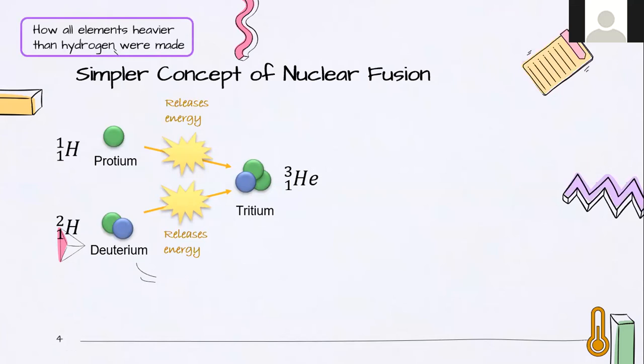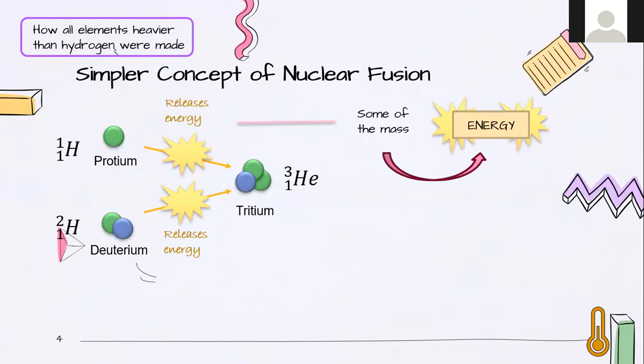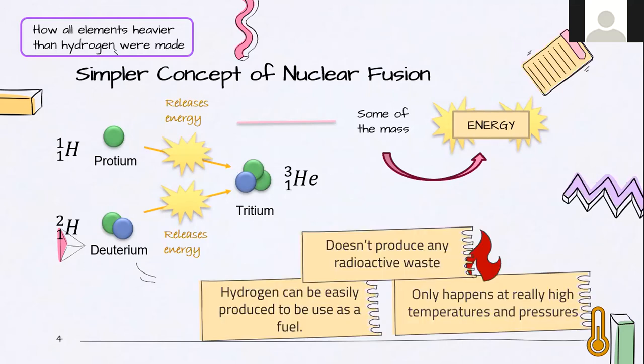The reason why fusion produces such large amounts of energy is because some of the mass of the original nuclei, in this case those two hydrogens, is being converted to energy rather than transferred to a new helium nucleus. Another great thing about nuclear fusion is that it doesn't produce any radioactive waste, and hydrogen can easily be used as a fuel.